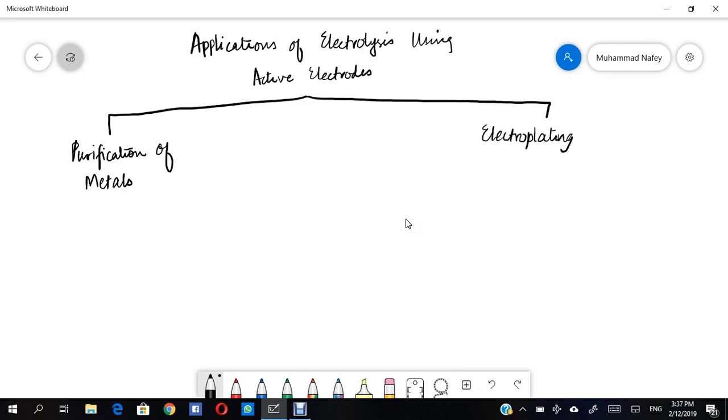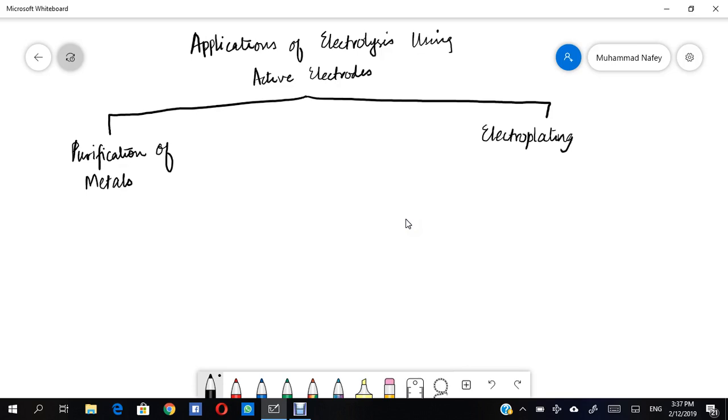Before we start off with the applications, let's very quickly review how electrolysis was done using active electrodes. Firstly, let's recall what an active electrode is. An active electrode is basically when an electrode is made of the parent metal of the salt solution being electrolyzed.